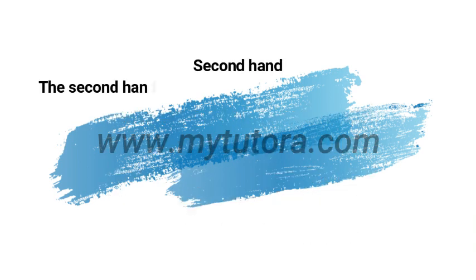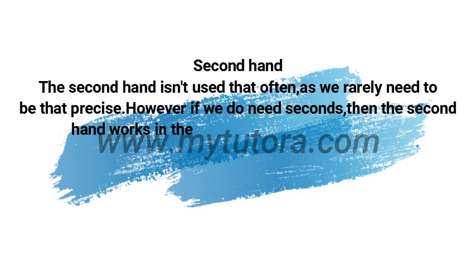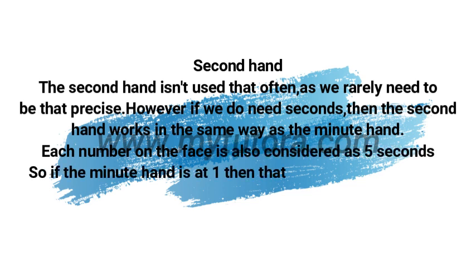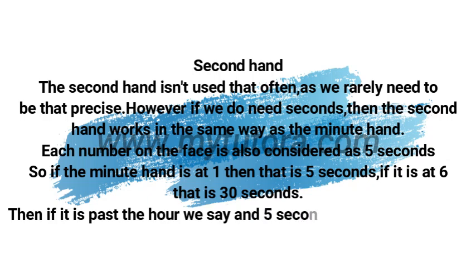Second hand. The second hand isn't used that often, as we rarely need to be that precise. However, if we do need seconds, then the second hand works in the same way as the minute hand. Each number on the face is also considered as 5 seconds. So, if the hand is at 1, then that is 5 seconds. If it is at 6, that is 30 seconds.